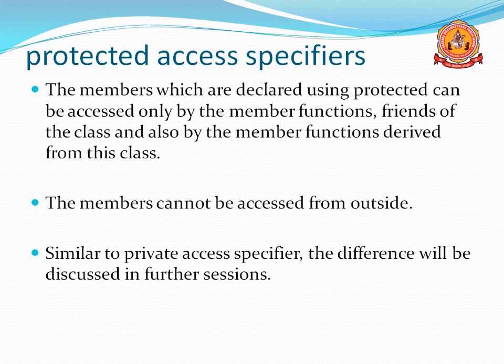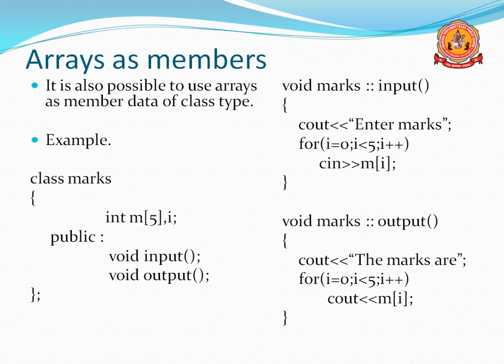The difference we will discuss in further sessions, because this is related to one more chapter, inheritance. In that chapter we are going to study the protected access specifier. Just remember that protected is similar to the private access specifier, and the members can be accessed by member functions and friend functions, and also in derived classes.